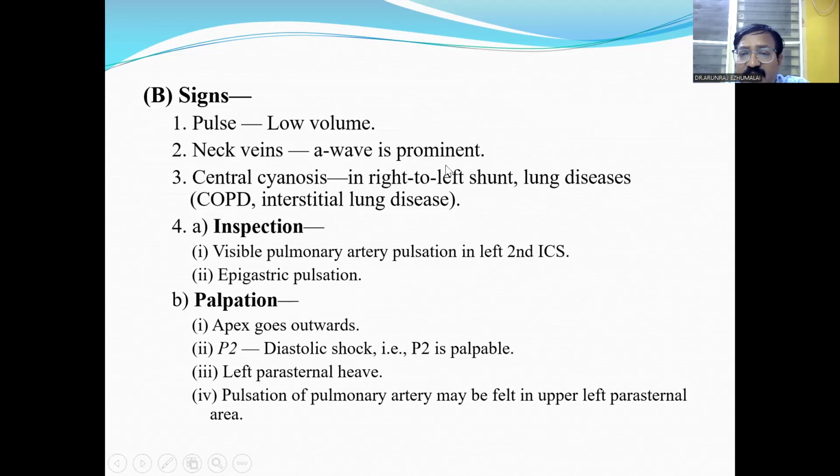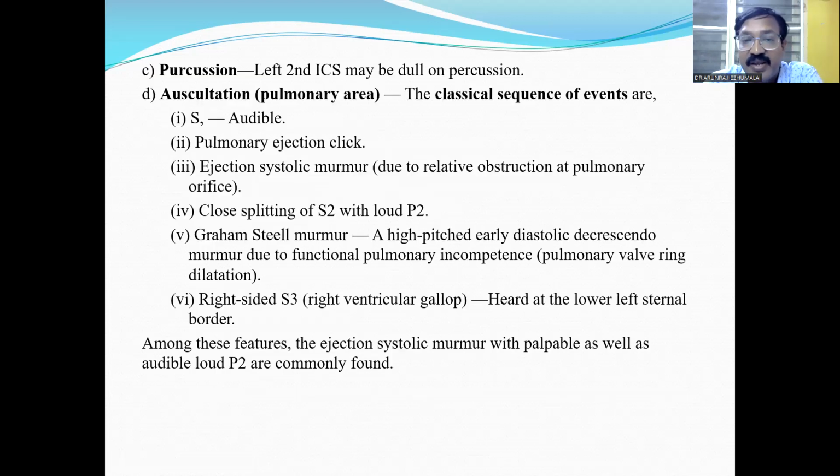In JVP, the a wave will be prominent. Central cyanosis may be there due to pulmonary edema. On inspection, a visible pulmonary artery pulsation may be seen in the left second intercostal space, the pulmonary area. Epigastric pulsation is there. Palpable P2 may be there. Left parasternal heave due to RVH may be there. In MR, you can see a visible parasternal pulsation. You have to tell this in the inspection findings also.